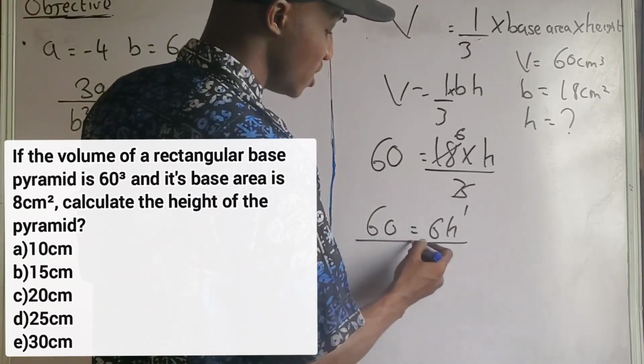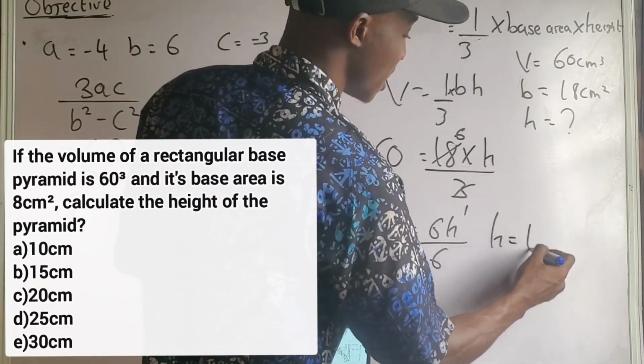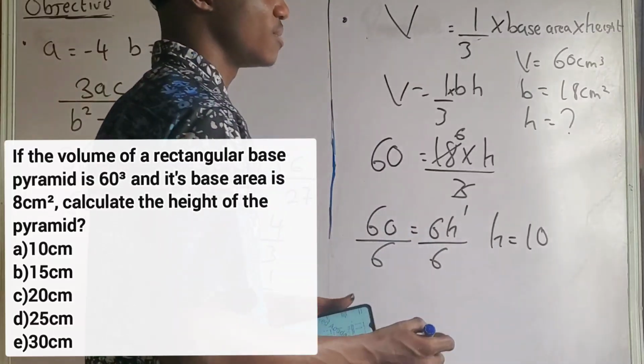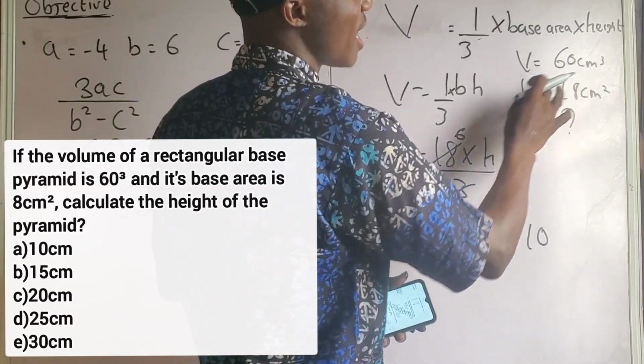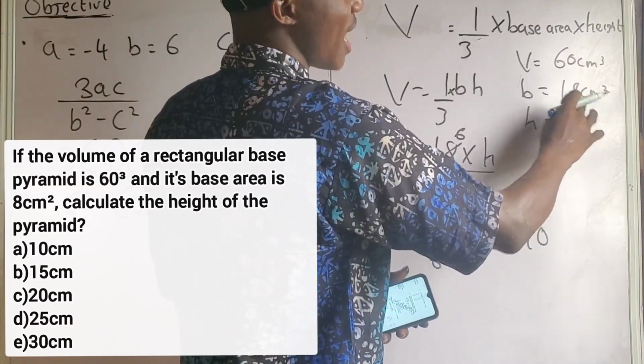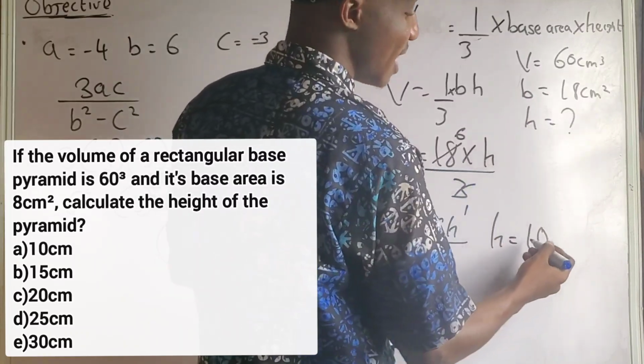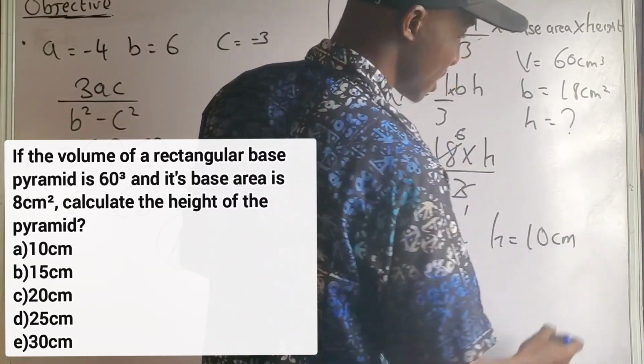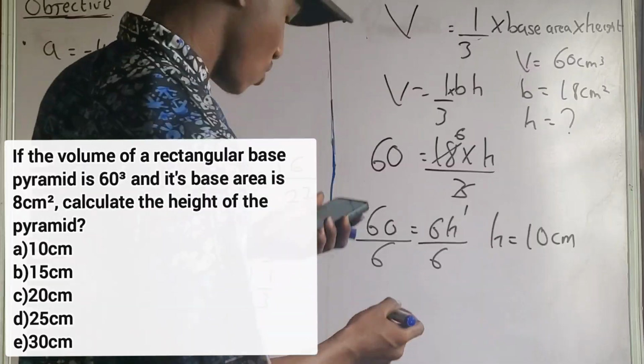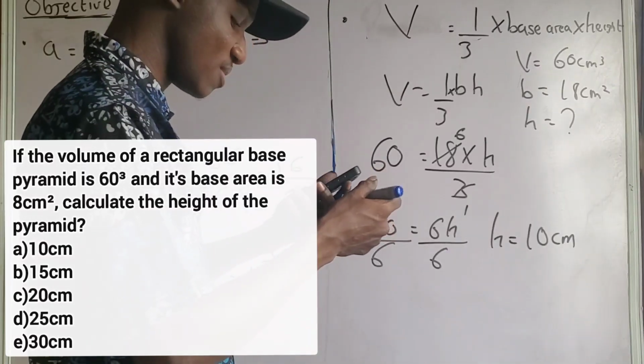To get the value of h, divide both sides by 6. H equals 10. Since the volume is in centimeter cubed and the base area is in centimeter squared, the height will be in centimeter. Do you understand? So the correct option to that question is option A.